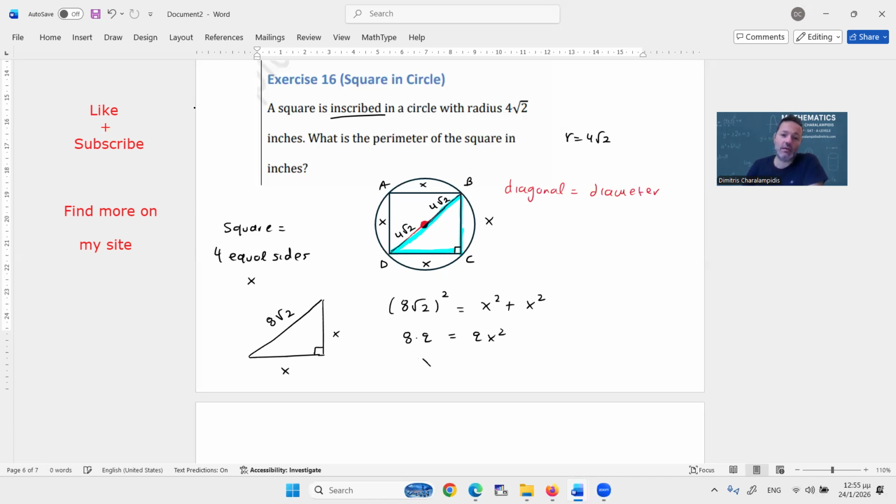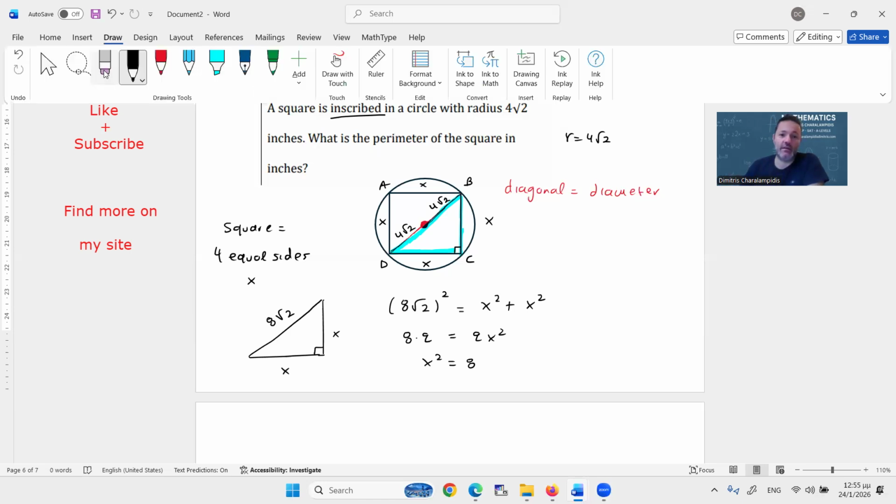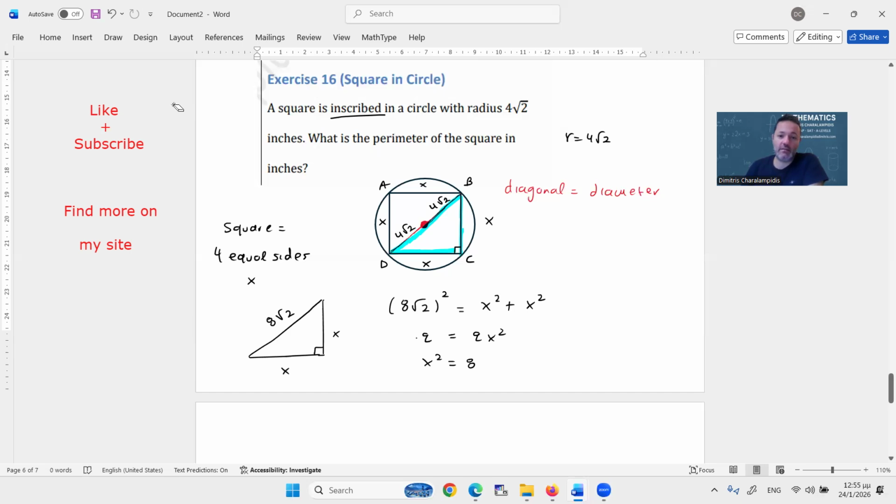So x squared should be equal to 8, which also means, let me see if I did anything wrong. The radius is 4 root of 2, another 4 root of 2, so all of that is 8 root of 2. 8 root of 2 is x squared plus x squared, 2x squared. That's the mistake I did here. It shouldn't just be 8. It should be 8 squared.